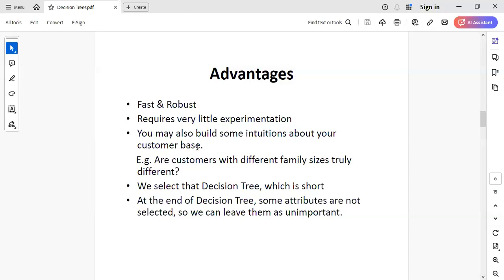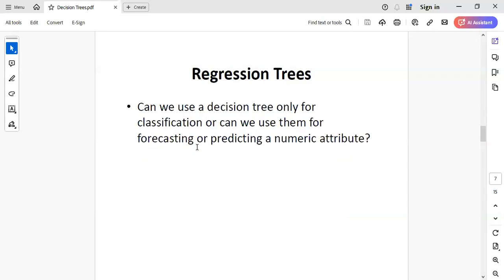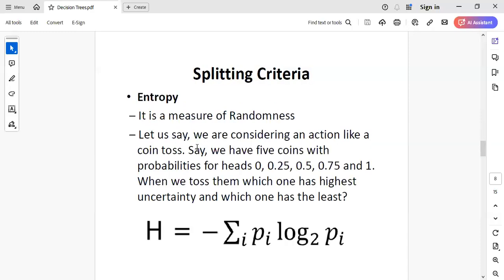So what are the advantages of decision tree? But what are the drawbacks of decision tree? We didn't study that. We will do in some time. Regression trees: decision trees can also be used for regression with a small change. Then how the data is split.